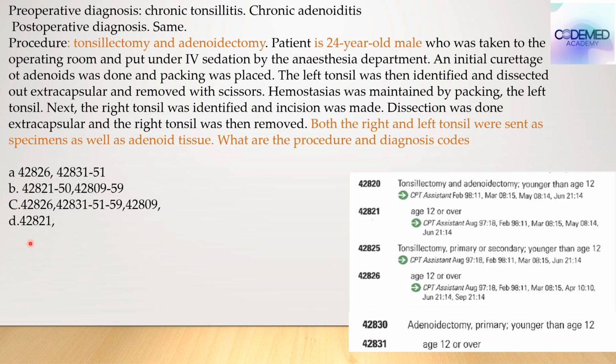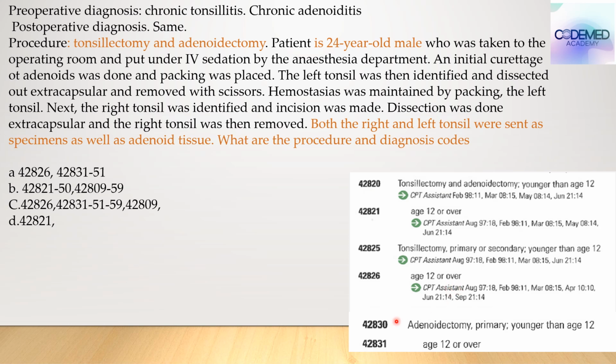So first, whenever there are multiple options, begin with the first column. Now in this case we have the codes 42826 and 42821, and these are two different codes. So what is 42826? It is the code for the tonsillectomy, primary or secondary, younger than 12 years. What is the age of the patient? 24 years. So we cannot take this code. 42826 is the code for ages under 12, and 42821 is for age 12 or over. So we will require this code.